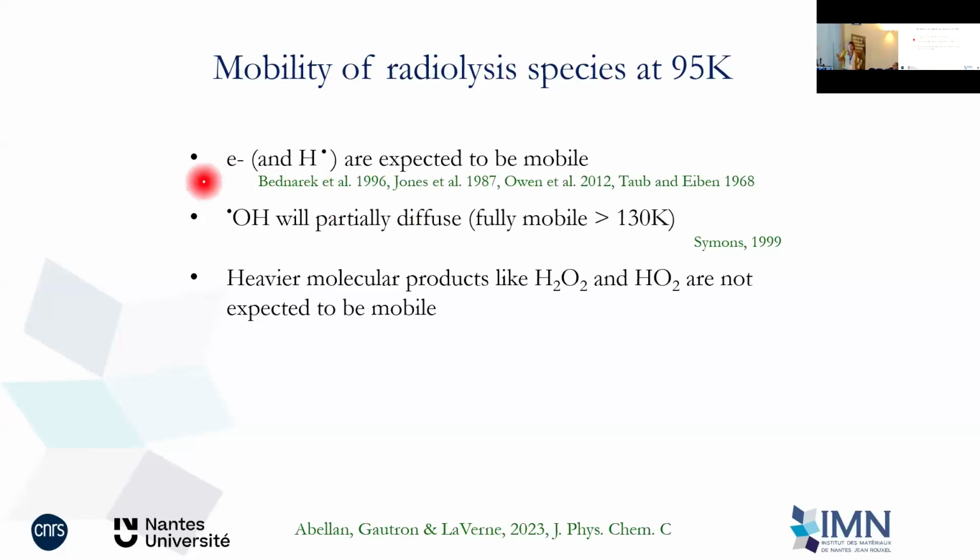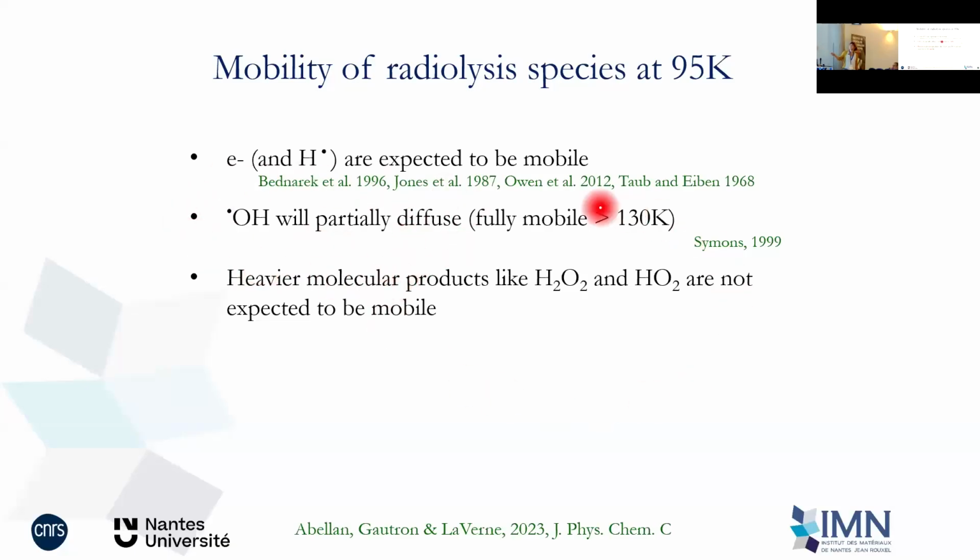The OH was a tricky one because depending on the paper, they're going to see that it's not mobile at 130 Kelvin, or it is, or it's not clear. But it is going to be partially mobile. What we believe is that depending on the technique that you use to measure this, you're going to detect it or not. So it should be mobile for some people to measure it at 130 Kelvin. So it's going to partially diffuse. It's probably going to go slower.